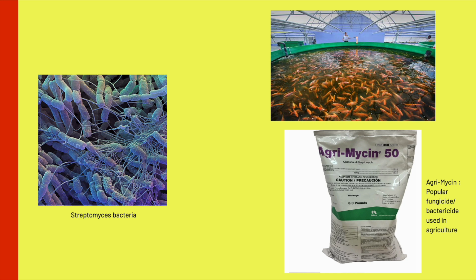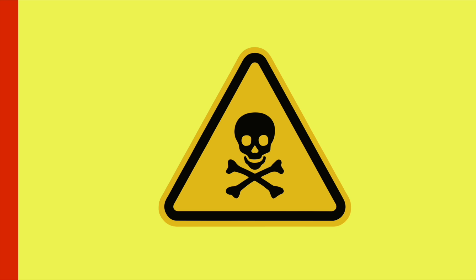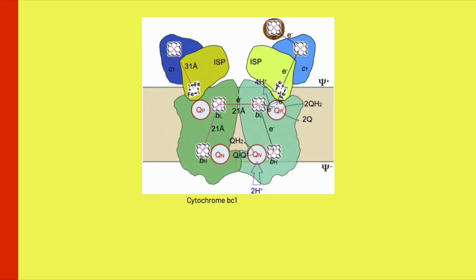Some studies even suggest that it could have potential in cancer treatment by stopping cancer cells from growing. Since it's pretty powerful, it has to be used carefully to avoid unwanted environmental and bodily effects. Now let's discuss what makes this substance so deadly. Antimycin A is a potent inhibitor of the cytochrome BC1 complex.